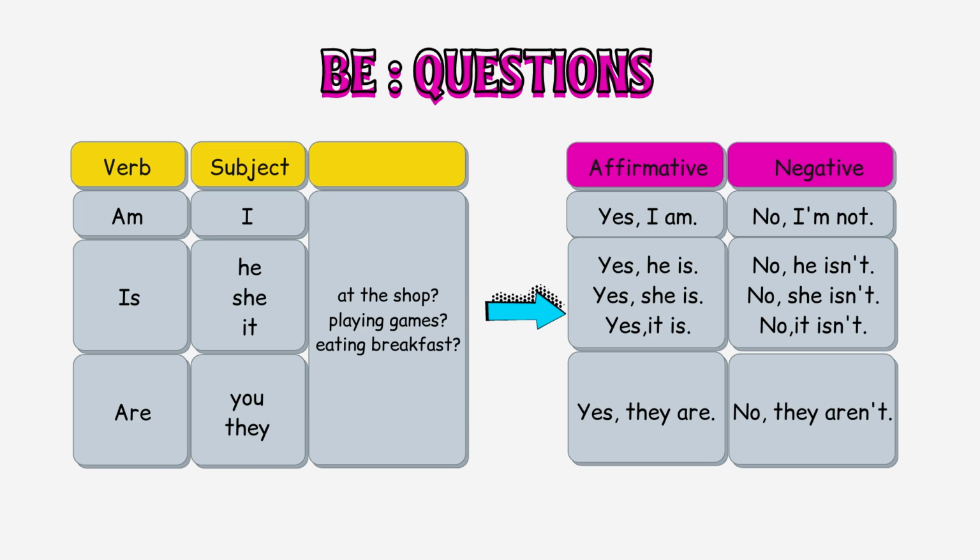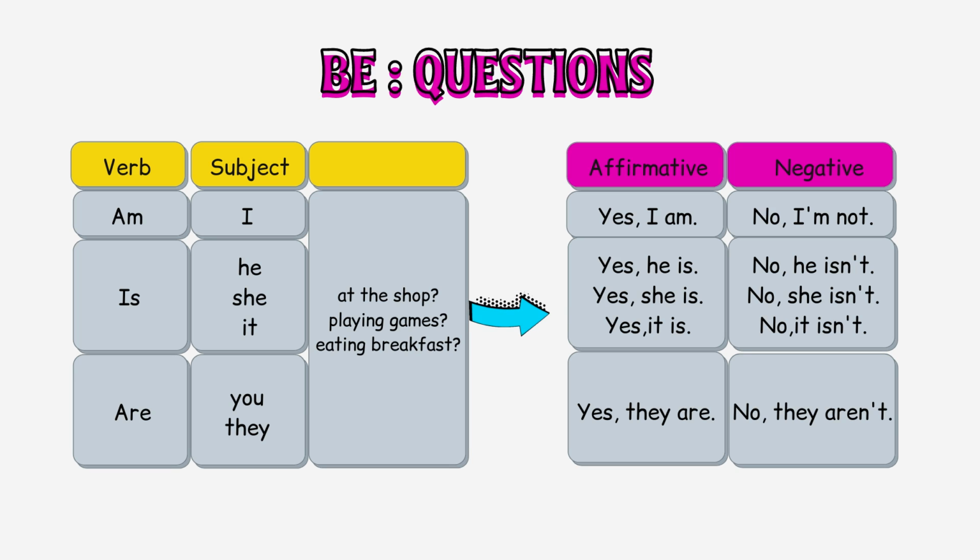Or we can use is for verb with the singular subject, he, she, and it. We can say, is she playing games? And for the verb are, with the plural subjects, you and they, we can say, are they eating breakfast?